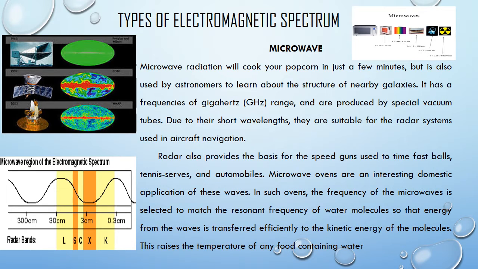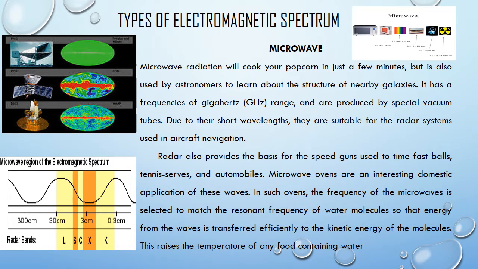Microwave ovens are an interesting domestic application of these waves. In such ovens, the frequency of the microwaves is selected to match the resonant frequency of water molecules so that energy from the waves is transferred efficiently to the kinetic energy of the molecules. This raises the temperature of any food containing water.